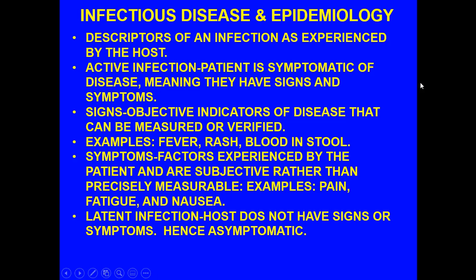Now, descriptors of an infection as experienced by the host. Well, how do you say, Doc, I don't feel well? Well, what are your signs? What are your symptoms? When we have an active infection, the patient is symptomatic of the disease, meaning they have signs and symptoms. Signs are objective indicators of the disease that can be measured or verified. Example: fever, a rash, blood in the stools. Symptoms, though, are factors experienced by the patient and are subjective rather than precisely measurable.